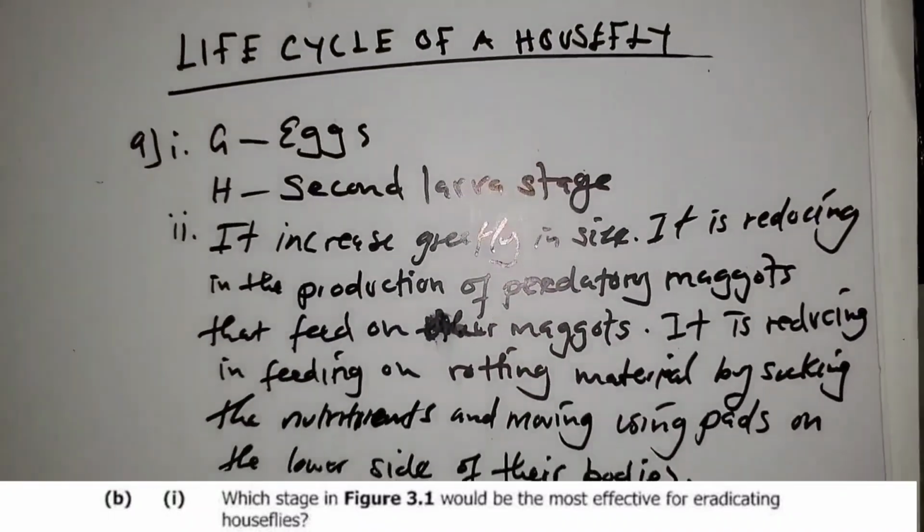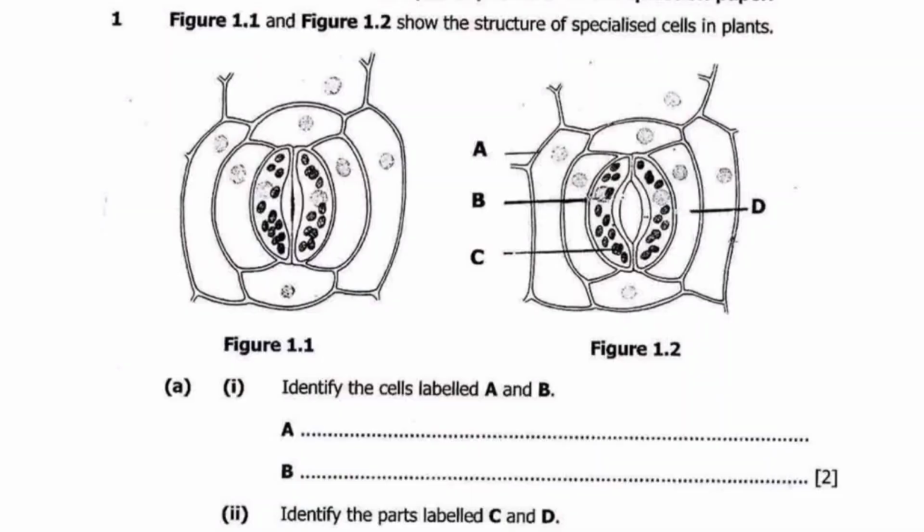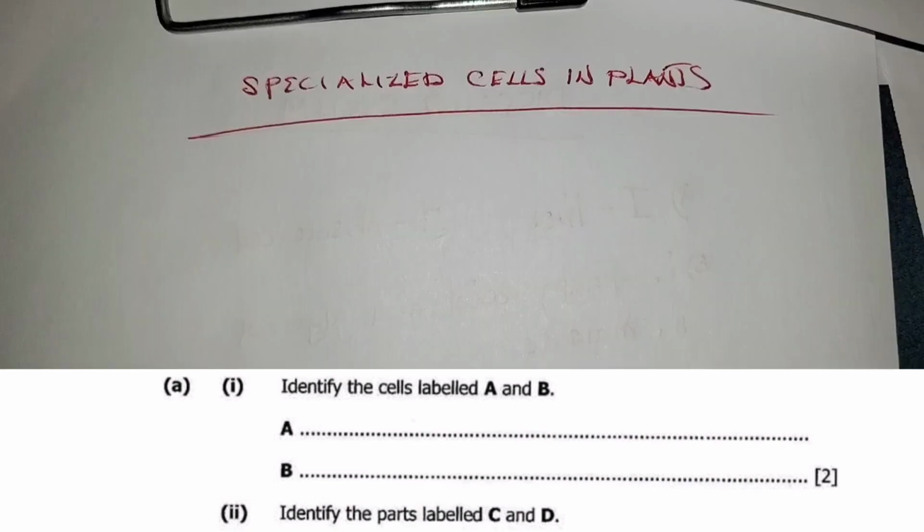The life cycle of a housefly according to this question. Thank you. Okay guys, let's look at specialized cells in plants by answering this question. Question 1, so they're saying figure 1.1 and 1.2 show the structure of specialized cells in plants. When you look at figure 1.1, the guard cells are closed. Then figure 1.2, the guard cells are open.